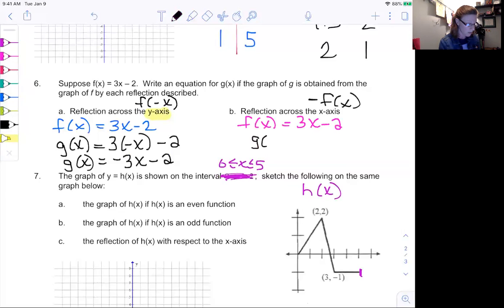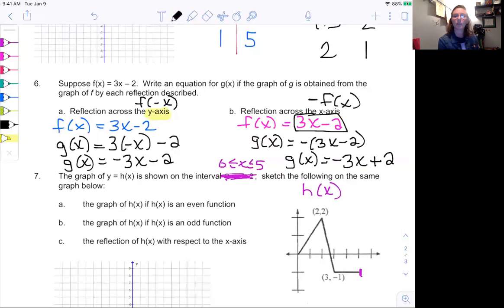Well, I'm trying to create this new equation. And if I make the function negative, that means I need to make all of this negative. That's my function, that's f of x. So I need to take it and make it all negative. Well, that new equation that would reflect across the x-axis becomes negative 3x, but plus 2. So now I should see a reflection over the x-axis.